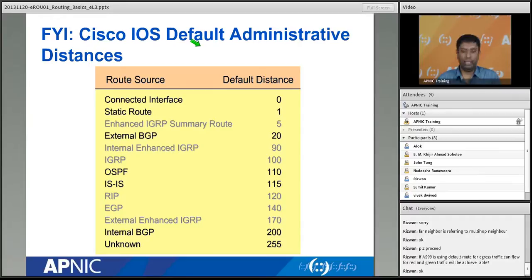So if you see this hierarchical number, OSPF has an AD value of 110, eBGP has an AD value of 20, and iBGP has an AD value of 200. So whoever has the lower AD value is the highly preferred path, with a higher probability of installing that path into the routing table.